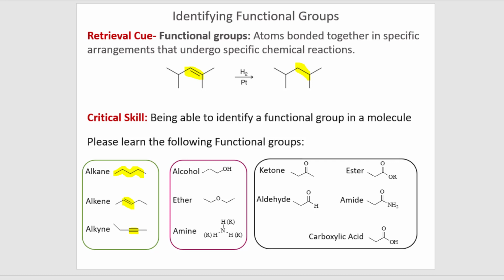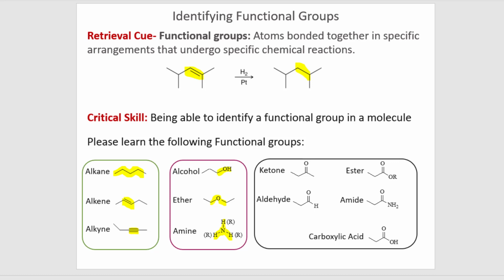Next, we have the oxygen type functional groups where you have an OH. Again, it's an OH off of a carbon. So this whole R, carbon OH, is an alcohol. Carbon O carbon is an ether. An amine is a nitrogen with any combination of carbon or hydrogen off of it.